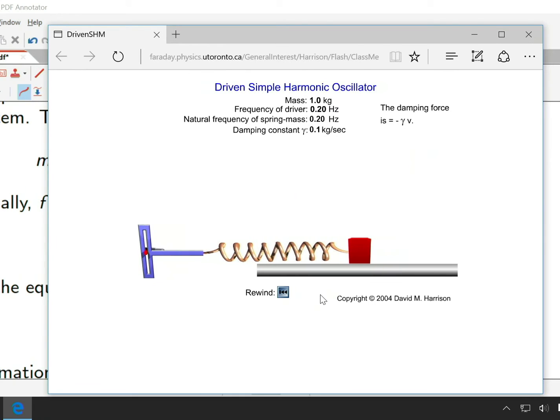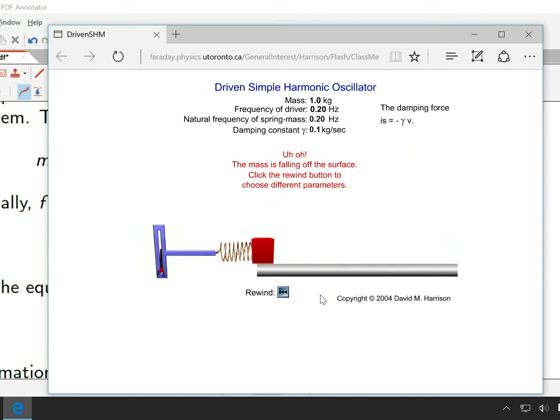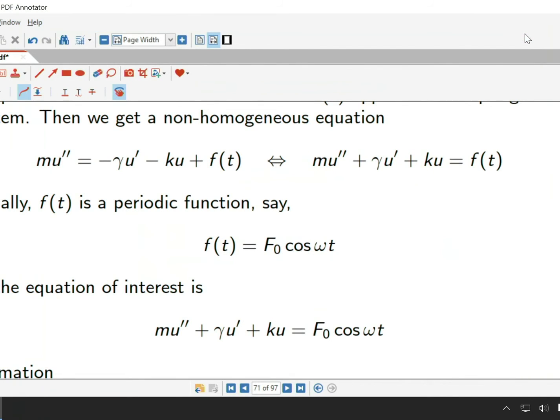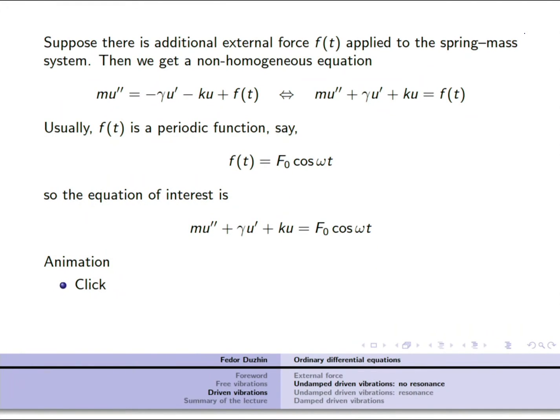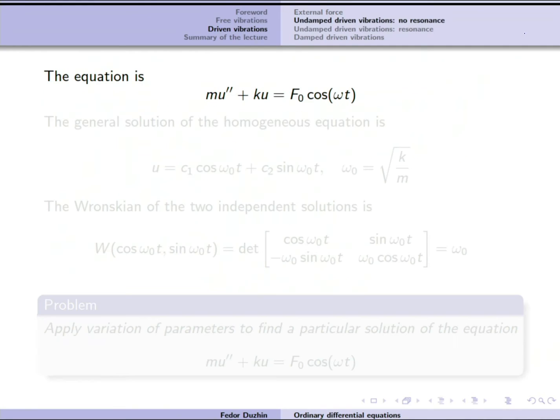When this mass naturally moves to the left, the external force tries to move it further to the left. When it moves to the right, the external force tries to move it further to the right, and so on. Then it repeats, and here we have a resonance. The oscillations become too big. So let us look at the case when there is no resonance first.